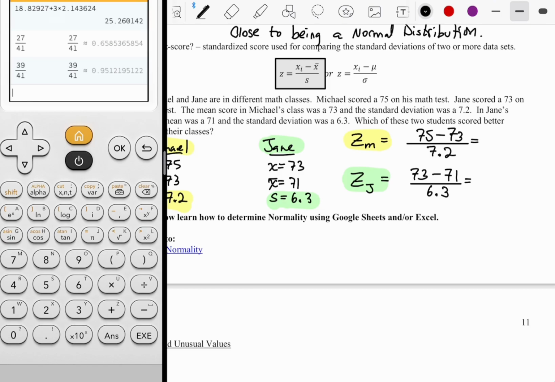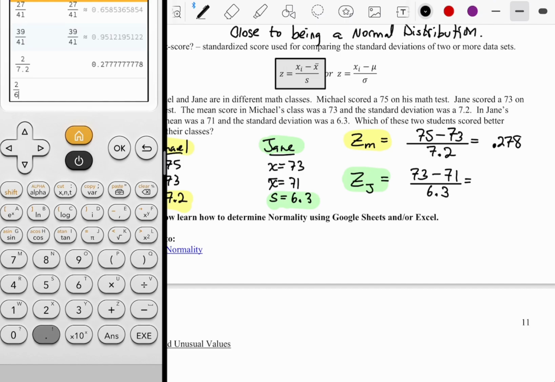So I'm going to take the 75 minus 73, which is 2, and divide that by 7.2. I'm going to get about 0.278. For the second computation, it's really 2 divided by 6.3. So I get about 0.317.